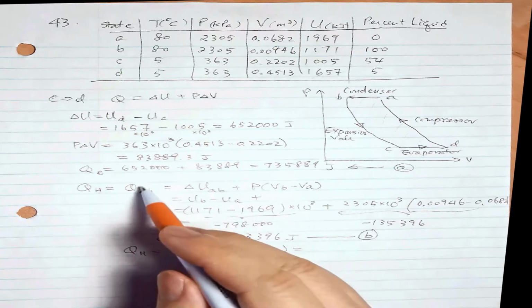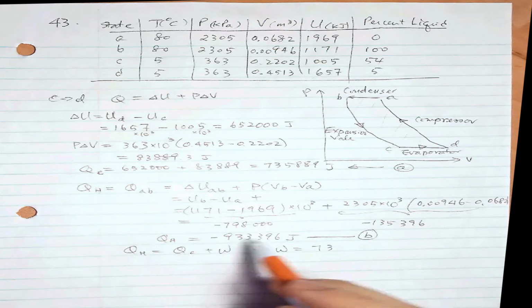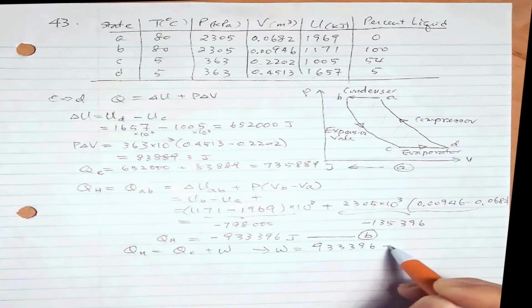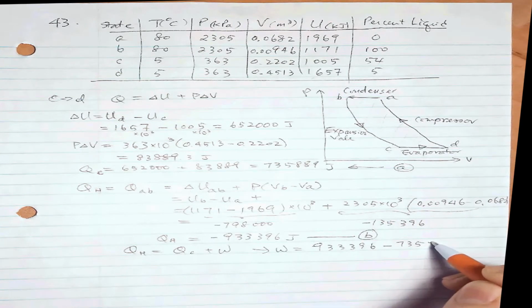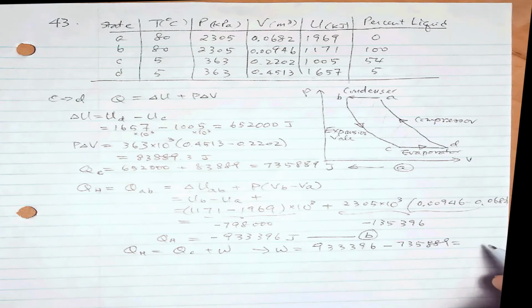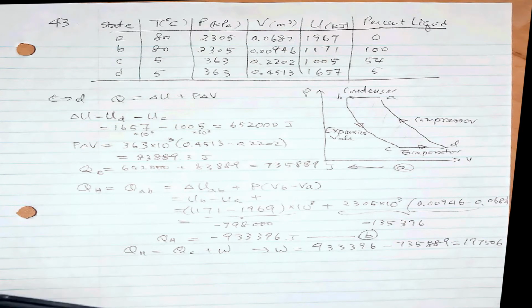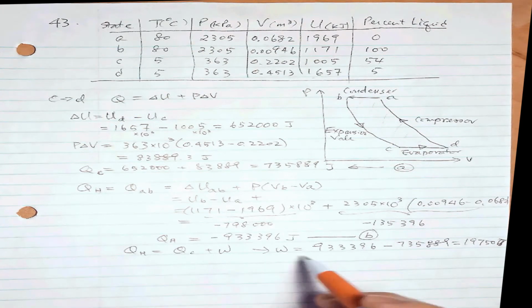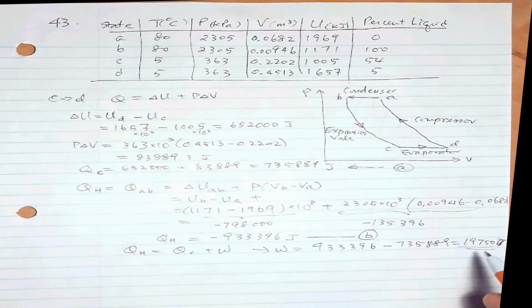The absolute value of the high heat is 933,396 minus the low heat of 735,889 for a difference of 197,506. Okay, rounding off error here somewhere. Let's double check. 933,396 minus 735,889. Okay, probably rounding off error. Maybe we're 7 here instead. Okay, so that is the amount of work done, and that will be going into the system.